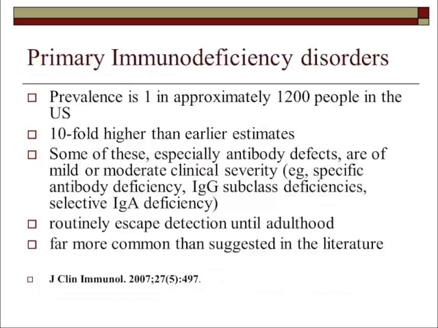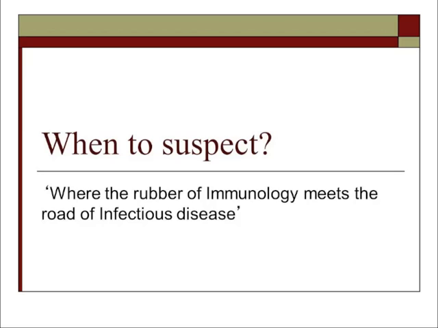So prevalence is actually more than what we used to think. 1 in 1,200 people in the U.S. This is actually tenfold higher than what was previously thought. Some of these can be mild or moderate in clinical severity, so they'll actually present in adulthood. So it's not just a disease of pediatrics. They can, like I said, routinely escape detection. So then it'll be something that we're going to be dealing with. This was published in Journal of Clinical Immunology in 2007. A conclusion that they're a lot more common than was previously thought. So something to pay more attention to.